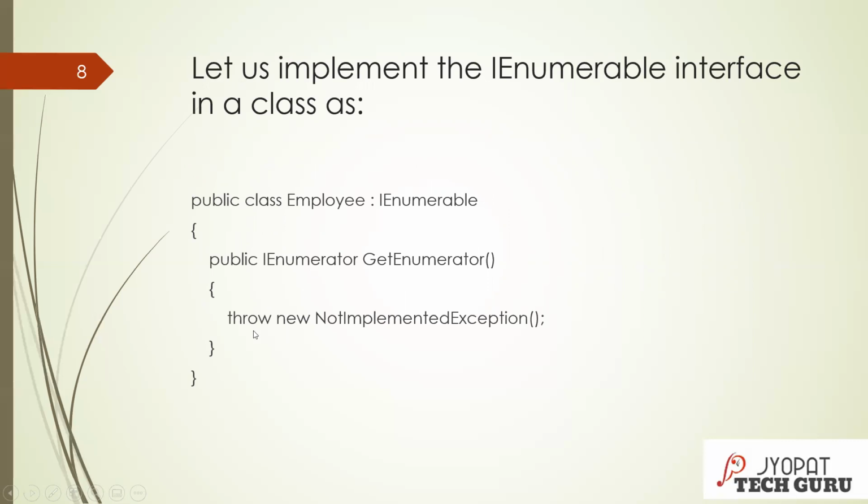By default, it is going to show you throw new NotImplementedException. Of course, you have to write the code here. So IEnumerable by default is going to generate this GetEnumerator method. The return type of this is IEnumerator.